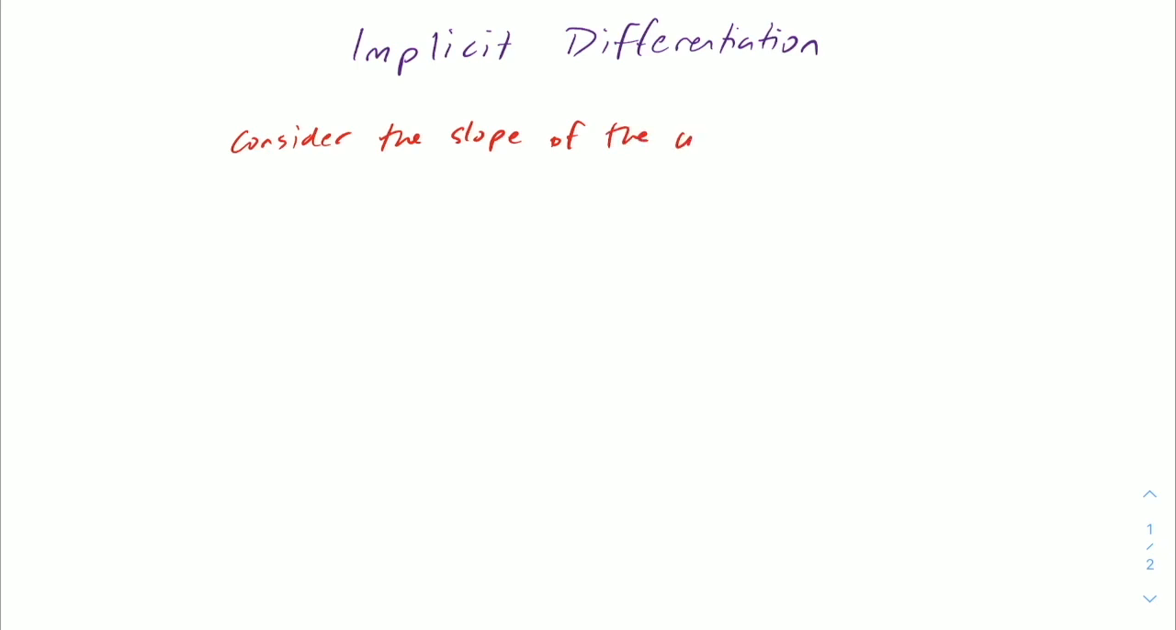Alright, so in this video we're going to talk about implicit differentiation. So let's start by looking at an example. Let's consider the slope of the curve y squared equals x at the point (4, -2).